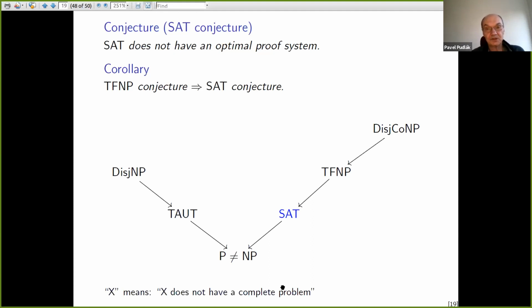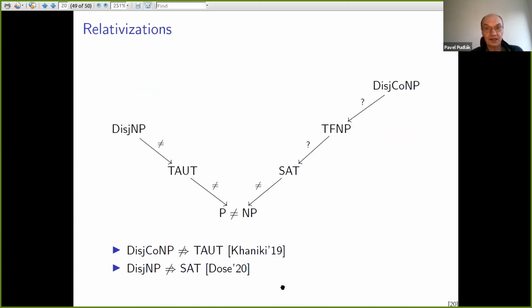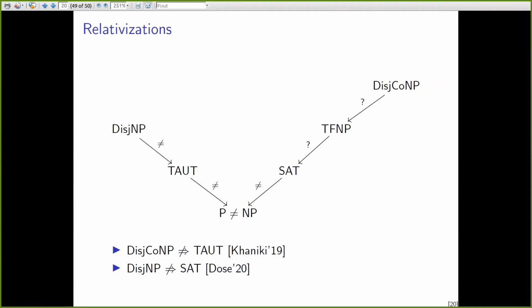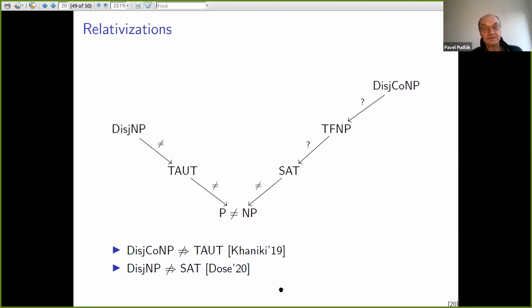So we can place SAT into the diagram, and it is between P unequal NP and the total function NP conjecture. Now, these things have been relativized, so we know that many things are different. In particular, these two branches are really distinct branches. But unlike showing these implications, which are usually easy and more or less straightforward, relativizations are pretty technical and complicated. So we still don't know whether these two are different and these two are different.